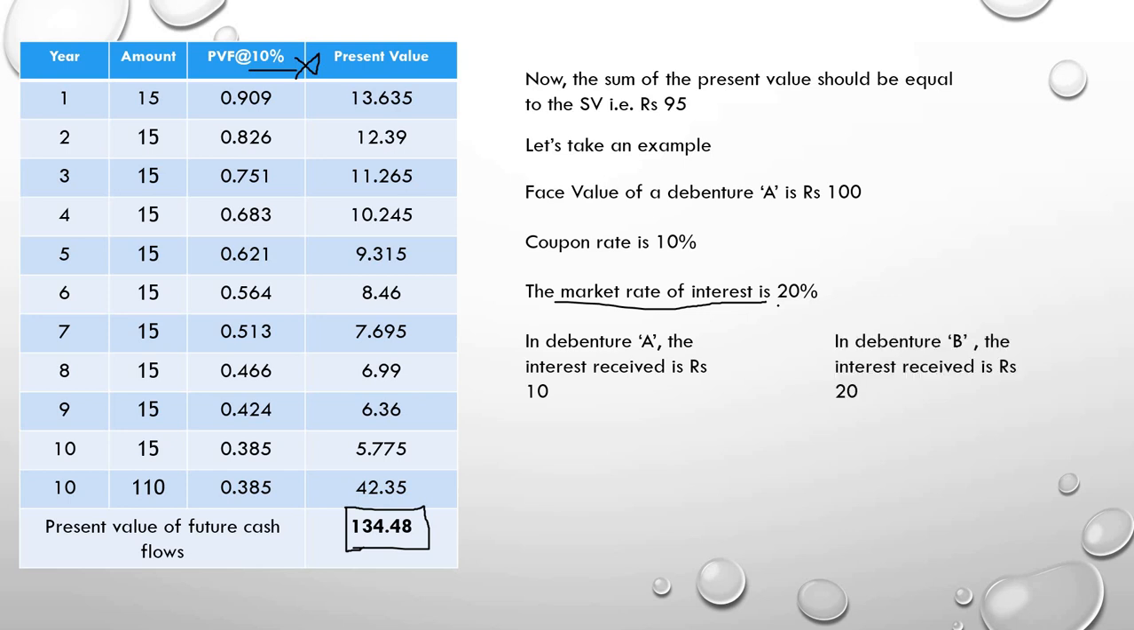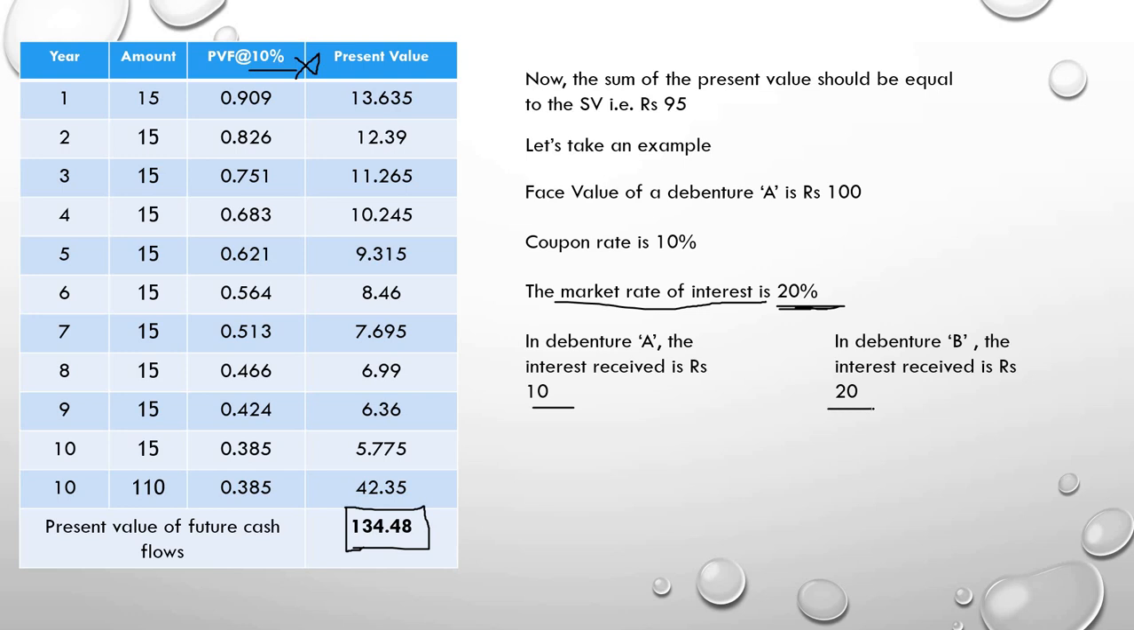But similarly, if the same investor is going to invest in debenture B, the interest he will receive is rupees 20, because the other company is paying 20% as a coupon rate. Market rate of interest is 20, the other company is paying 20% interest. So my company A is paying 10 rupees as interest, company B is paying rupees 20 as interest.